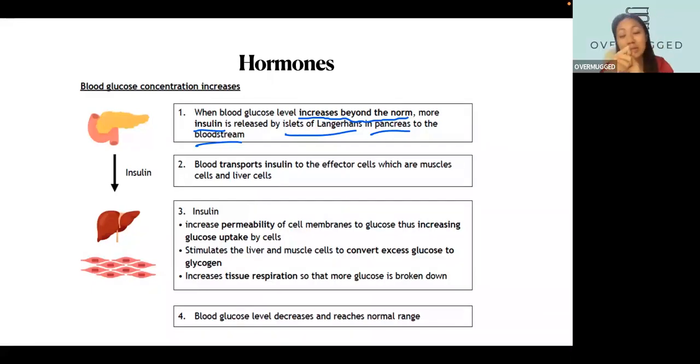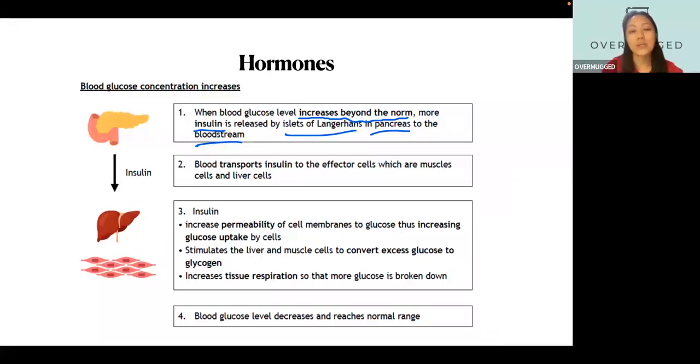Cell membranes are partially permeable. You only allow certain substances to pass through, and glucose is not one of them. Because if glucose wants to pass through, it has to pass through certain channel proteins, right? To pass through, it needs to go through those special gates. And what insulin does is that it will increase the number of gates, so therefore more glucose can be taken in by the cell. Okay, so that's what it means by permeability. More glucose can be taken in.